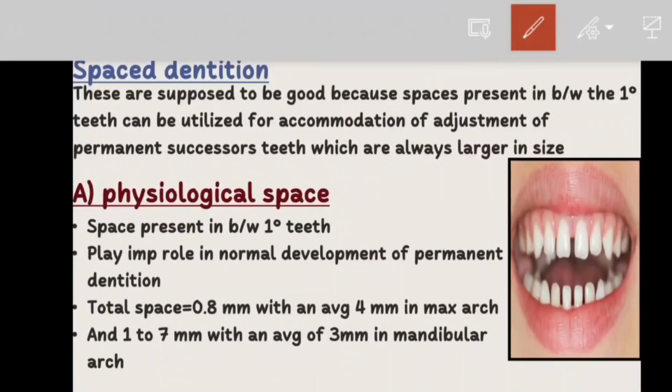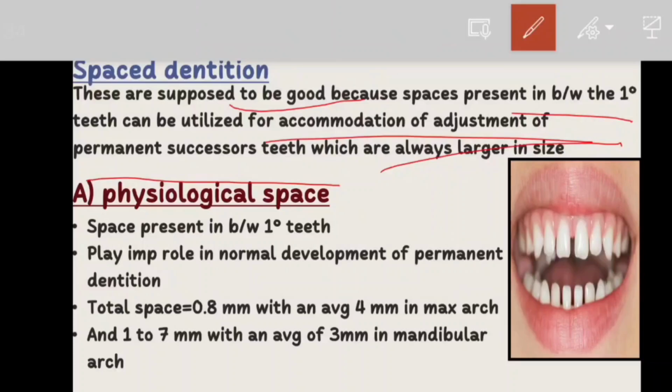So what does this spaced dentition mean? These are supposed to be good because the space present in between the primary teeth can be utilized for accommodation and adjustment of permanent successor teeth, which are always larger in size. Okay. So first we see physiological space.